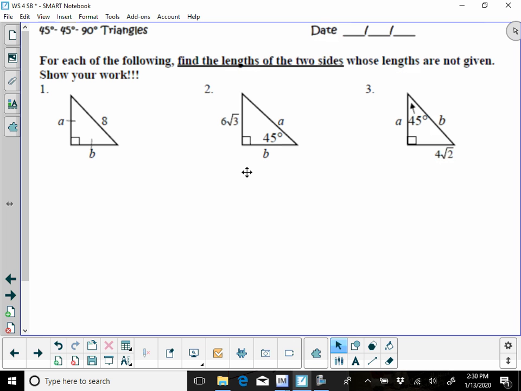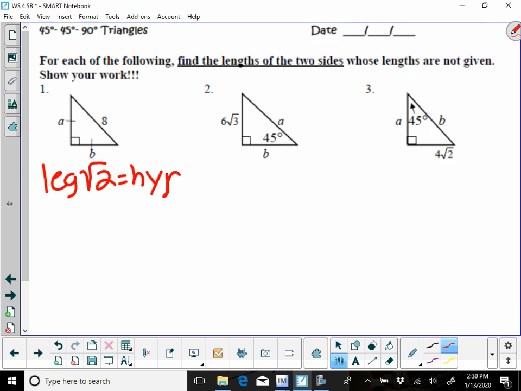Okay, find the lengths of the two sides. Remember, 45, 45, 90 has two legs the same. Leg times the square root of 2 is hypotenuse length. Looking at problem 1, letter A and B are your legs, and 8 is going to go in for our hypotenuse. So I'm going to put 8 here, and then I'll say A square root of 2.